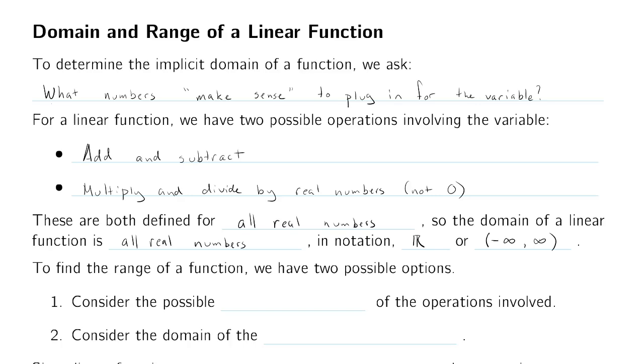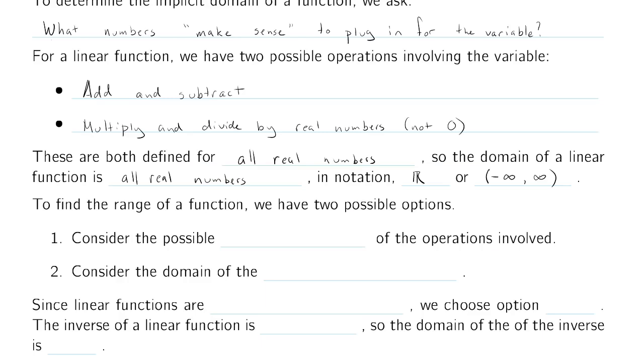To find the range, we have two possible approaches we can take. One is to consider just what are the possible outputs of the operations involved, the same way we did with the domain. This is typically the more difficult method. Or we can consider the domain of the inverse function, if there is one. Since all linear functions are one-to-one, we're going to choose option 2.